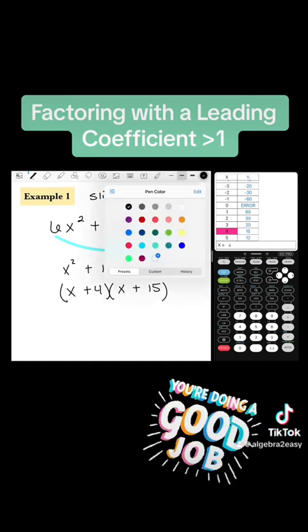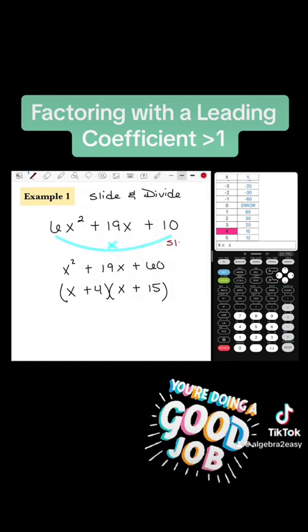All right, so like I said earlier, we did the slide, which was multiply A times C, and now you're going to do the divide. Just because we multiplied by 6 doesn't mean that 6 went anywhere. We still have to include that in our answer. So you're going to divide each factor we found by 6. This is called balancing the equation. If we multiply at the beginning, we have to divide at the end.